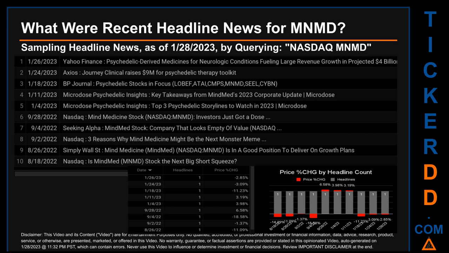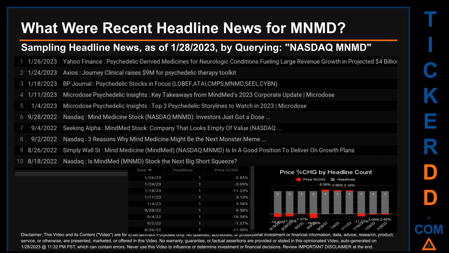The oldest publication was on Thursday, August 18, 2022, when 5 months and 10 days ago, NASDAQ published the headline that read, "Is MindMed MNMD stock the next big short squeeze?" Wednesday, September 28, 2022 was the day with the highest percentage change in price when we compare opening versus closing price for the ticker. The day saw a jump of 6.58% when MNMD opened trading at 3.04 and closed at $3.24. There was one found headline when NASDAQ published the headline that read, "Mind Medicine Stock, Investors Just Got a Dose."